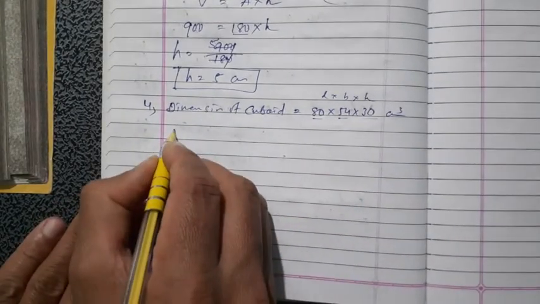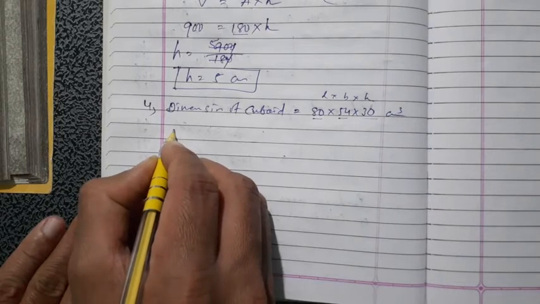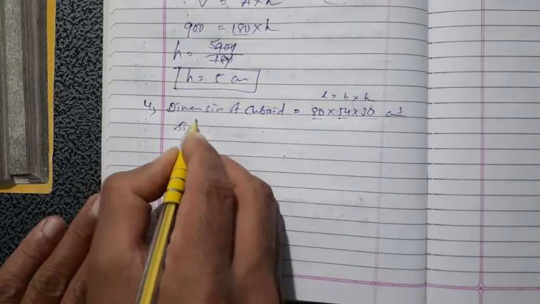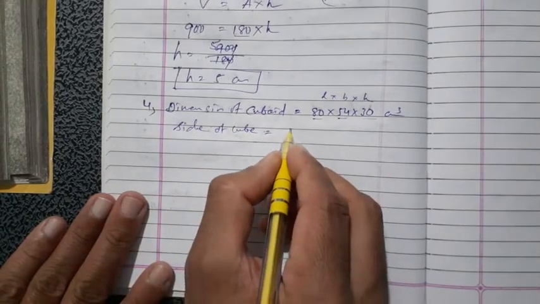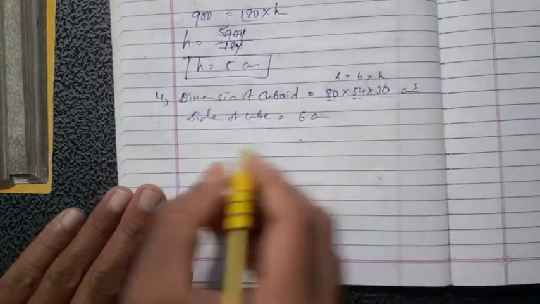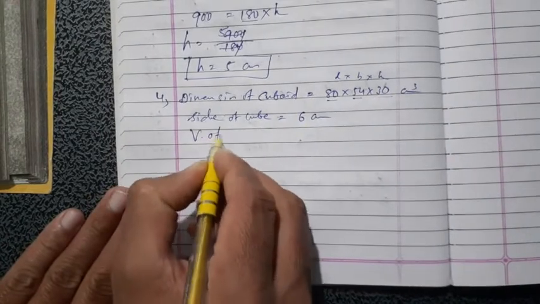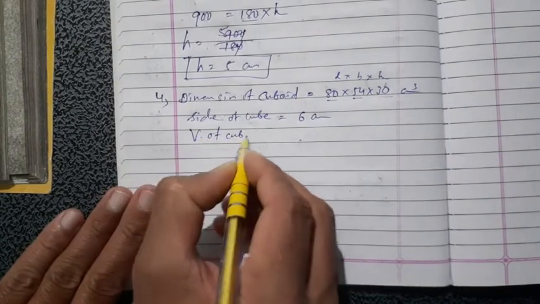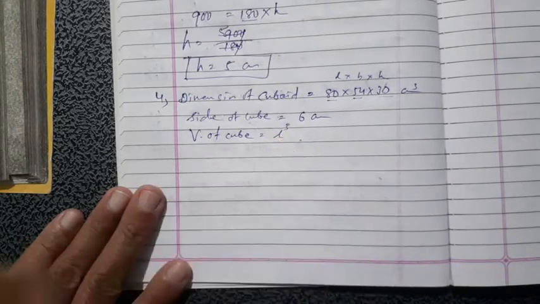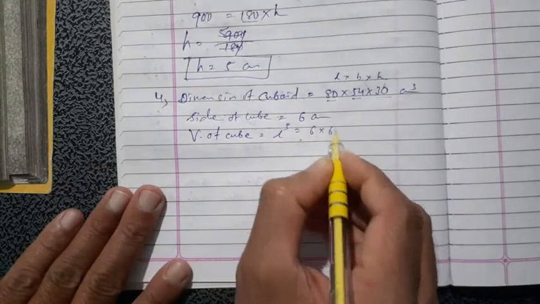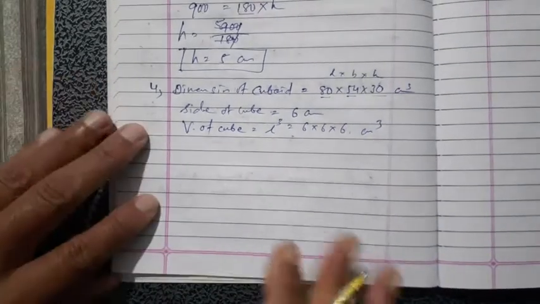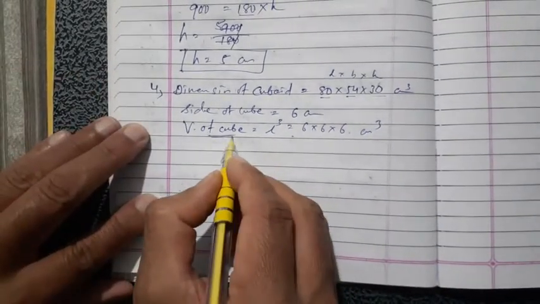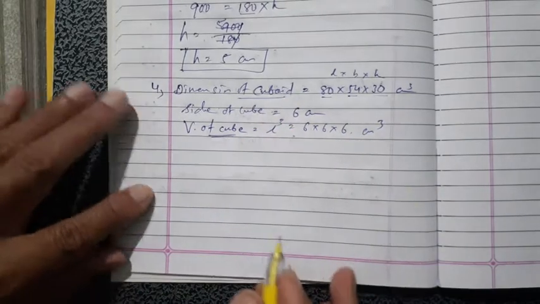And here side of cube equal to 6 centimeter. So volume of cube equal to L cube, that is 6 into 6 into 6 centimeter cube. Now we want to arrange the cubes in this cuboid.